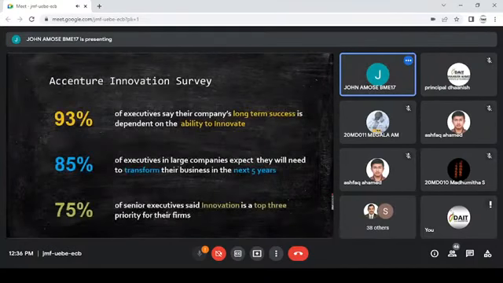Now, there was a particular survey that Accenture had done where they asked what determines the long-term success of a company, and a lot of executives said that it is dependent on the ability to innovate. 93% of them said that. A lot of them said that in the next 5 years we have to transform our business. Senior executives said these are the top three priorities. So a huge number of people acknowledge that a huge change is required for innovation to happen in the industry.